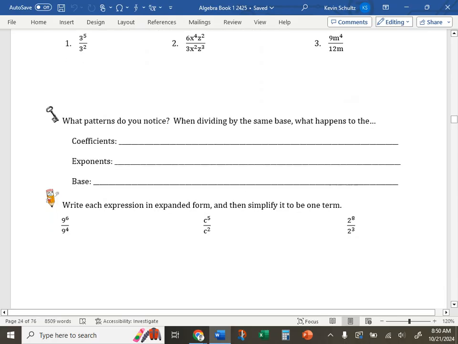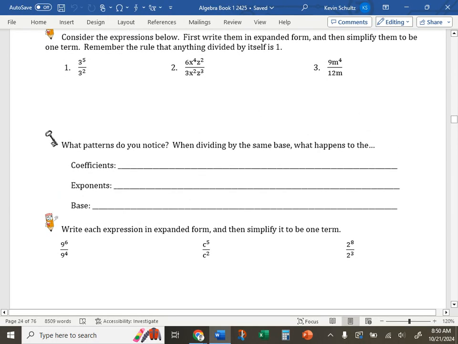Essentially, yes. These expressions give you clues as to what rule you should be using. When you see a fraction, you're thinking dividing by the same base, because a fraction is really just division. So just like we did in CO10, we're going to write these out in expanded form so we can see what's going on here. And then from there, develop a rule, and then we can use that on the homework going forward.